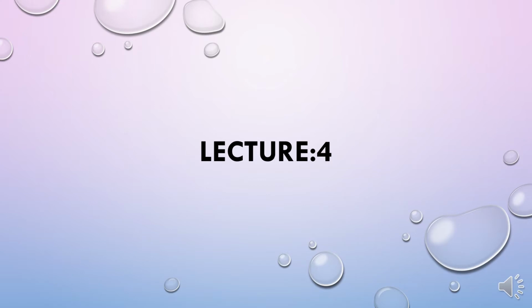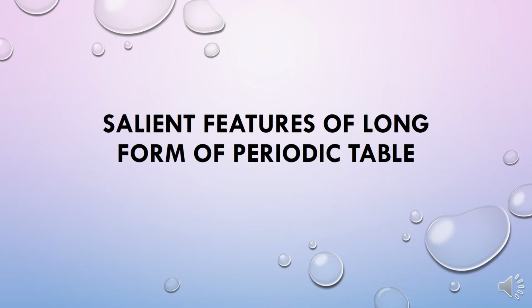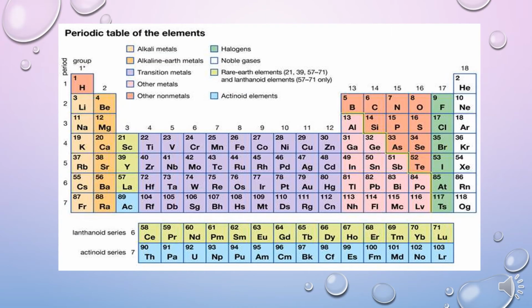Today we will discuss lecture 4 and our topic is salient features of the long form of the periodic table. Look at here, students. This table consists of 7 horizontal rows called periods.